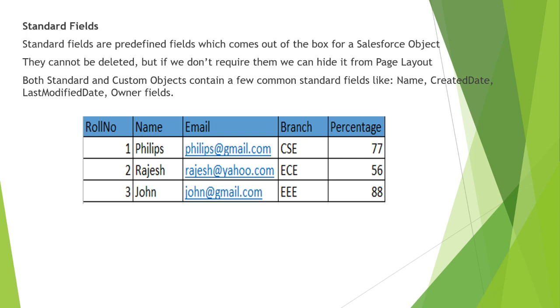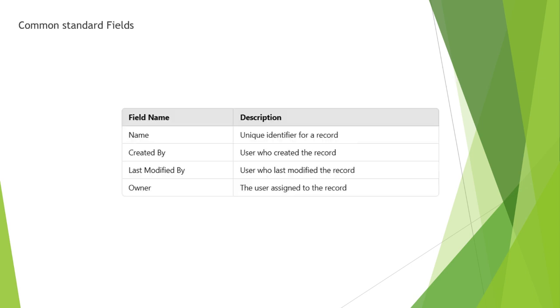Okay, both standard and custom objects contain a few common standard fields. So what are they? Name, created date, last modified date, and owner fields. Okay, so these are the standard fields which are available with the standard object as well as the custom object. No need to create them; they will be available by default.